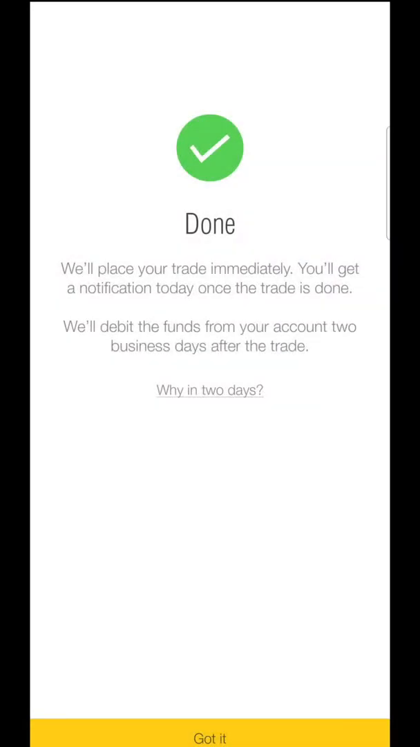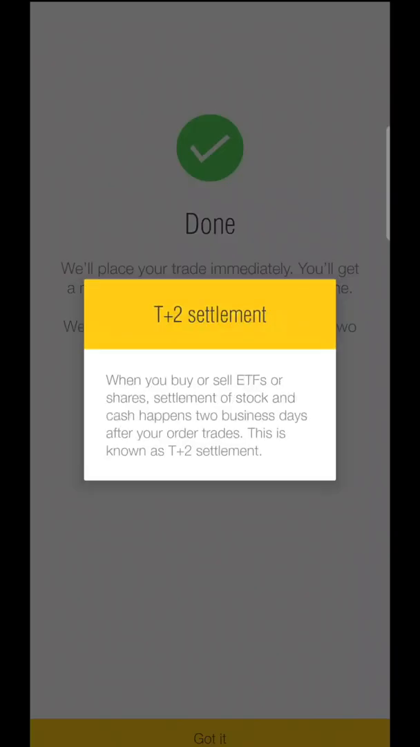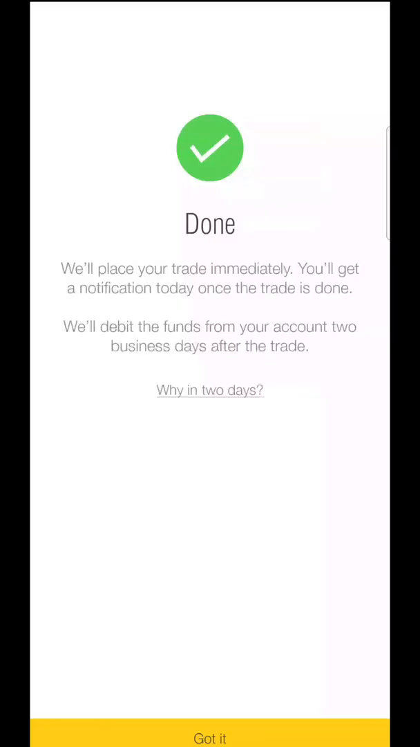And that's it, you're done. This transaction, because it was a higher dollar amount, will be placed immediately. If you are doing micro investing, the amount will be added to other micro investors and bought in one transaction by Commsec and then divided up to the individual investors. The money will be debited from your account in 2 business days after the trade. When you buy or sell ETFs or shares, settlement of stock and cash happen 2 business days after all the trades. This is known as a T+2 settlement.